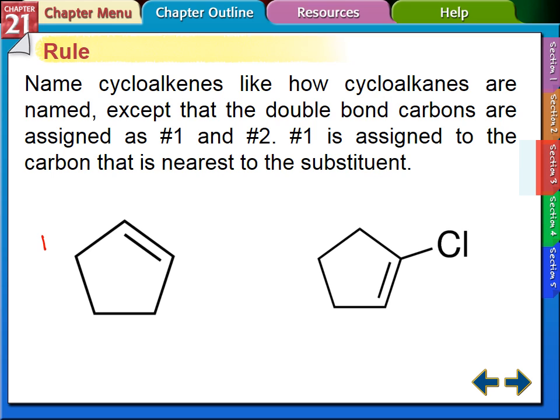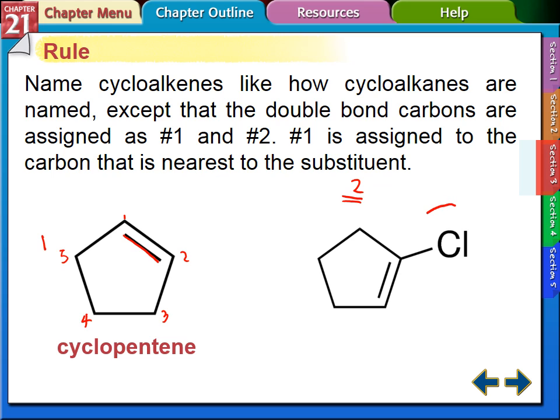First example, we have a cycloalkene that is composed of 1, 2, 3, 4, and 5 carbons. So it's a cycloalkene because we can see here a double bond. If it was just a cycloalkane, we would call it cyclopentane. But since it is now a cycloalkene, we will call it cyclopentene.